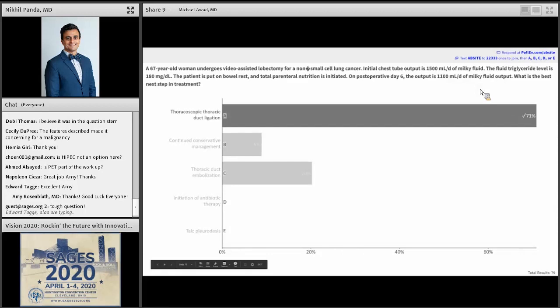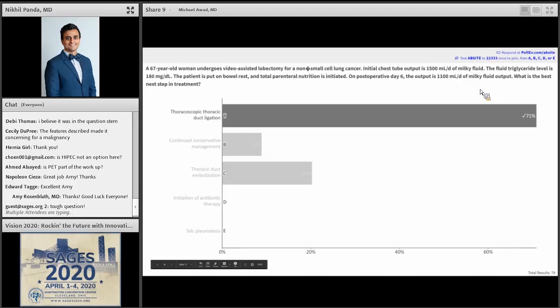We look for a threshold of greater than 110, and that's the one that is, at least for the purposes of the ABSITE, the most diagnostic. In reality, we're also getting other tests like protein and pH. The management of a chylothorax is what's been described in the patient's question stem.